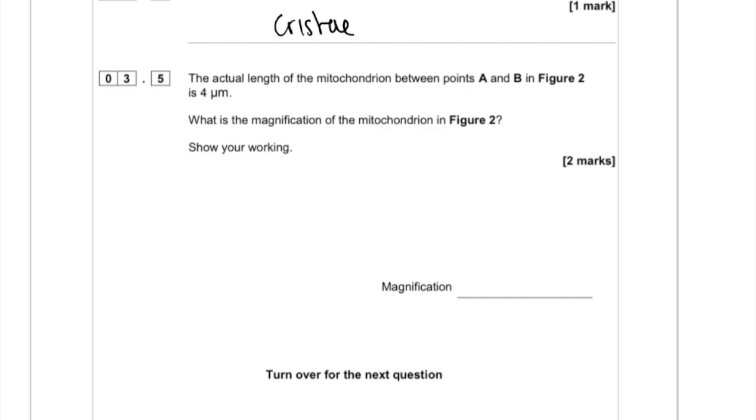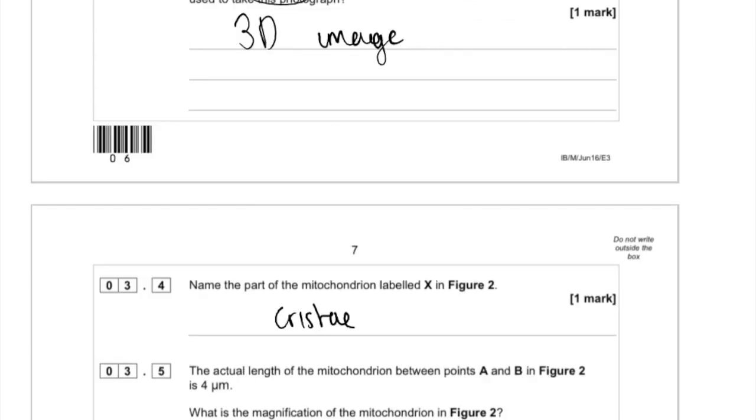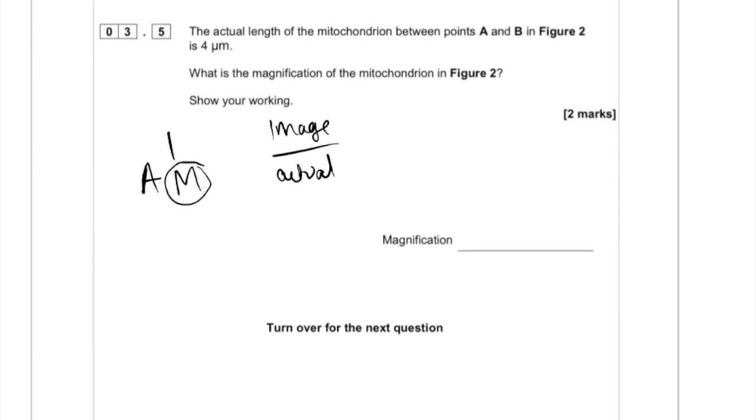Show your working. So the equation we're going to use is I AM. And this is image, actual size, magnification. So if we want to work out magnification, we have to do image divided by actual. So first we need to measure the actual size of it in the image, and I've measured that to be 84 millimeters. And the actual size is 4 micrometers.